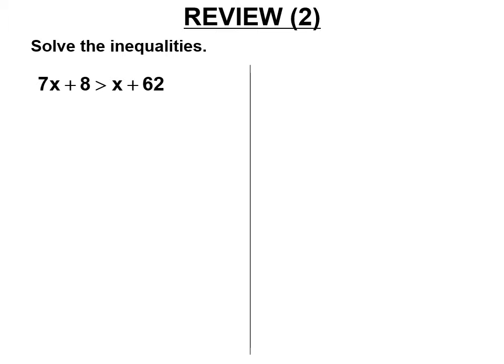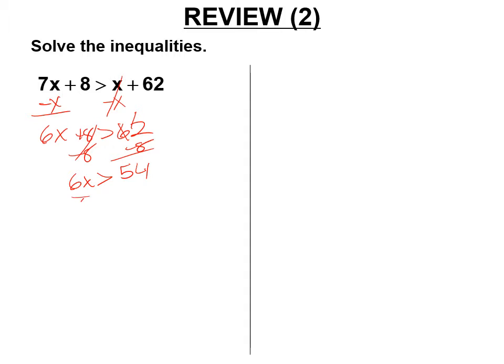So we solve inequalities just like we solve equations. I like to get rid of the x's where there are fewer of them. So 7x minus x is 6x plus 8. You just keep that symbol just the way it is. This is a two-step. 6x is greater than, what is this? 54. Divide both sides by 6. X is greater than 9. Make sure you don't put an equal sign. Greater than 9.